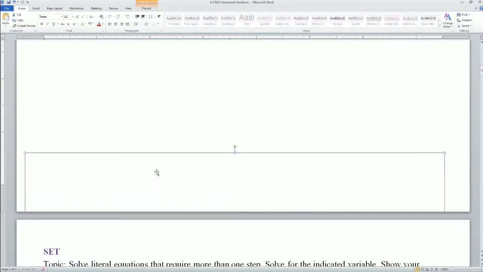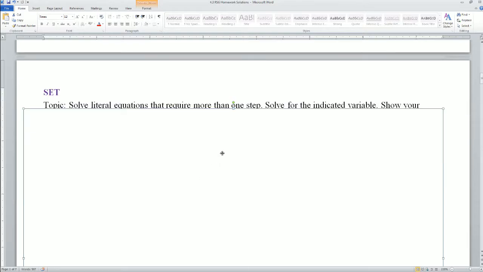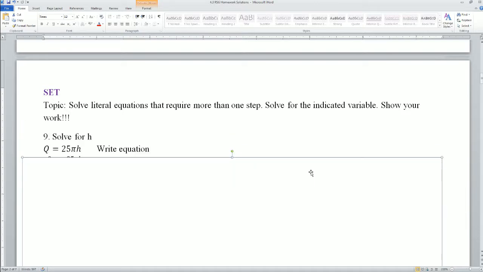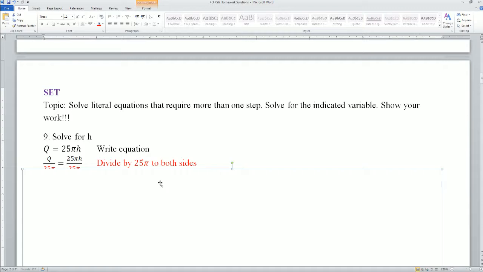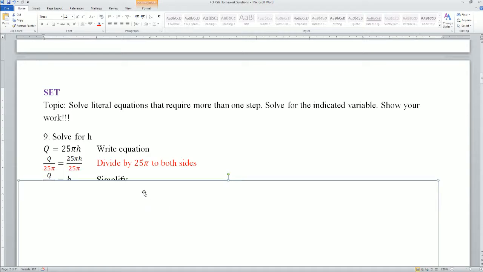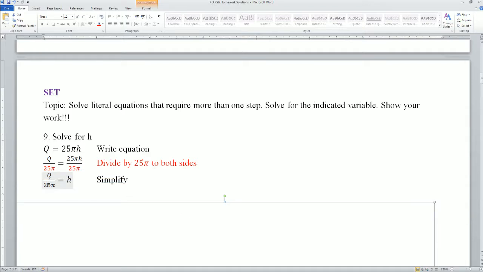Alright, now we should have the Set part here. Solve the literal equation that requires more than one step. Solve for the indicated variable. Show your work. Number 9, we're going to solve for h. Here's the original equation: Q equals 25 pi h. First step is always to write the equation. Now I'm going to divide by 25 pi on both sides because I'm trying to get h alone. It simplifies into Q over 25 pi is equal to h. Now h is alone, so I know I'm good.